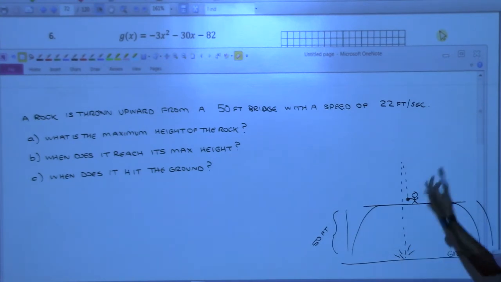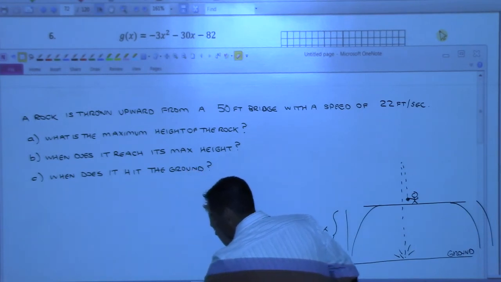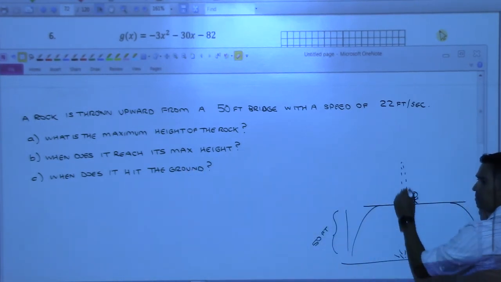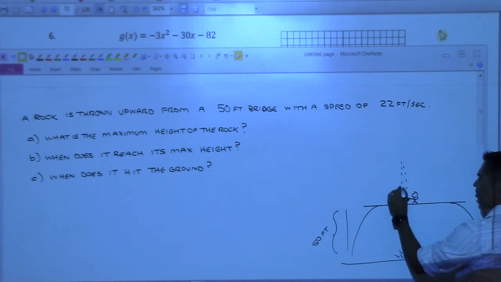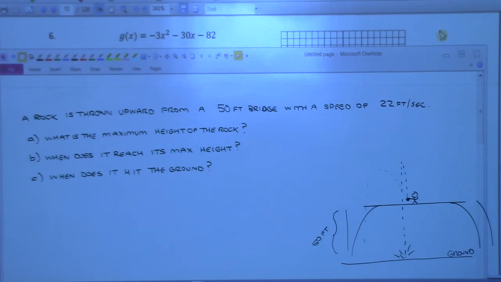But they're going to throw it up. Now, one thing that's very interesting is the fact that if this person threw this rock straight up, or if this person threw this rock out and over, right? As long as it has the same upward velocity, the rock would actually hit the ground at the same time, regardless.